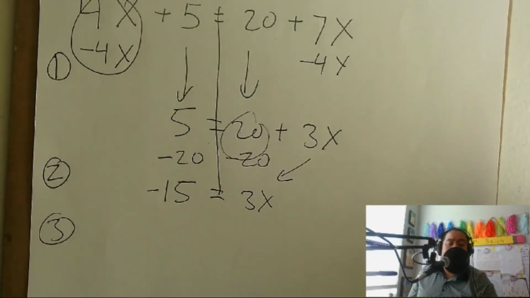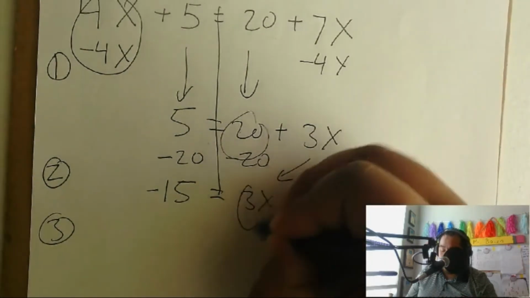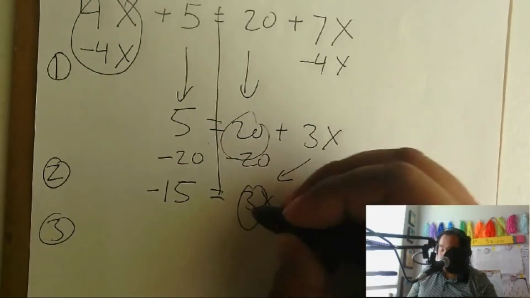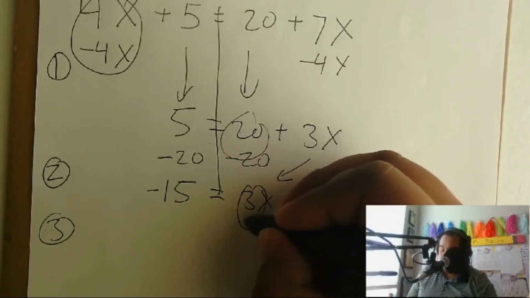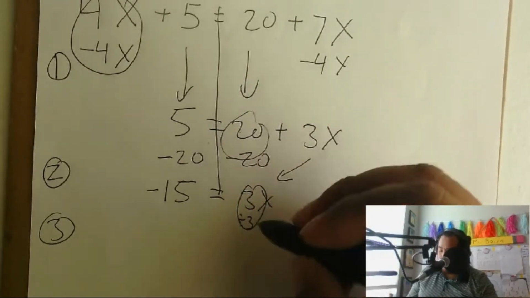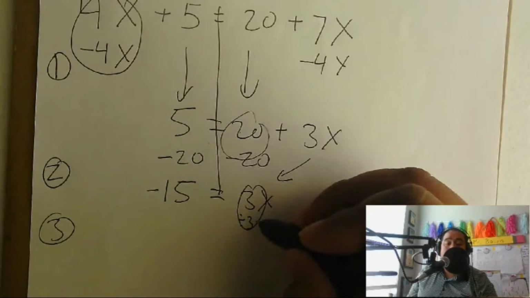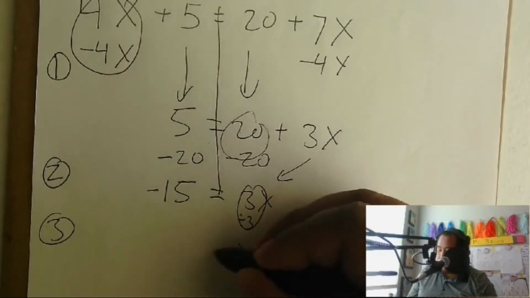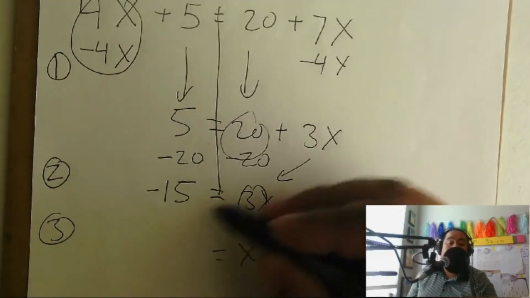So to get rid of that coefficient of 3 in front of our x, we're going to go ahead and divide. I want to get rid of this 3 so I get x all by itself. The opposite of multiplying by 3 is going to be dividing by 3. So 3 divided by 3 is going to leave me with 1, so I'm going to have 1x all by itself. But whatever I do to one side, I got to do to the other.